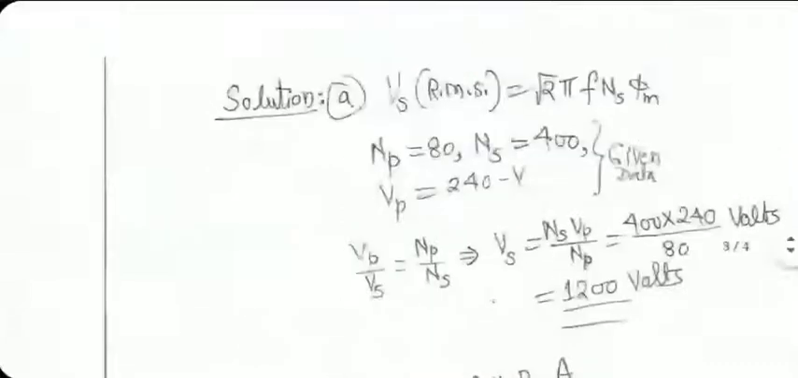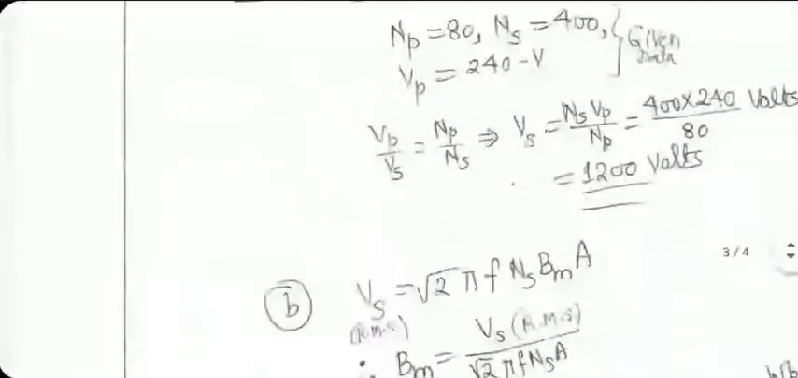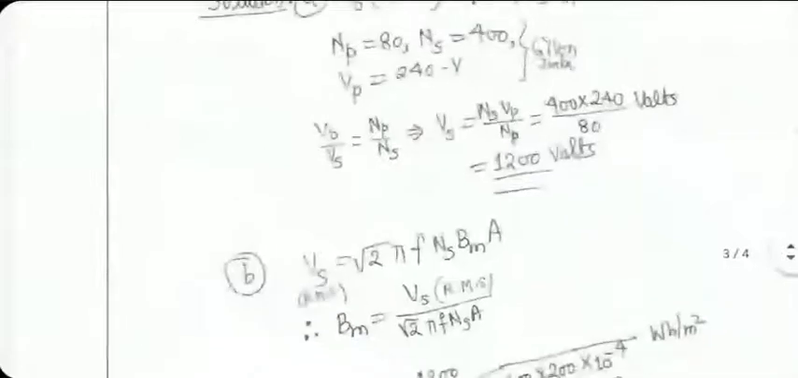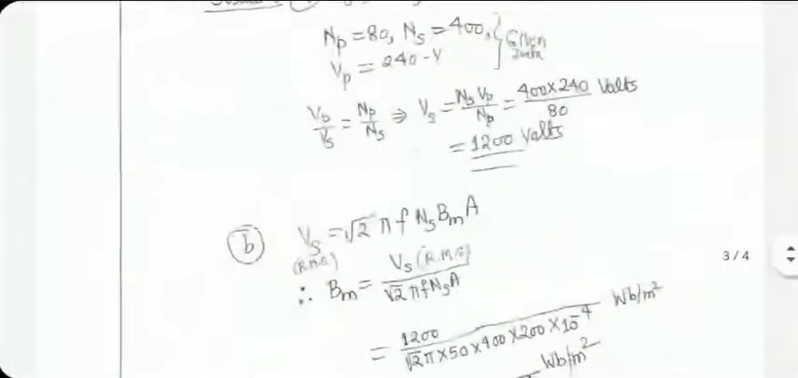You don't need the equation containing phi m for calculating Vs. However, in the second part, you need that equation. Vs is known based on turns ratio information and the primary voltage information. You plug that value in part B and do the calculation. Now, remember, they want flux density rather than flux.